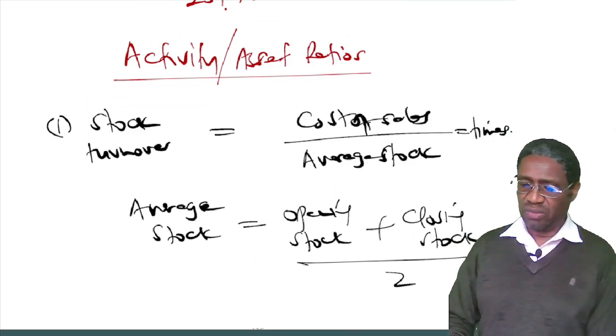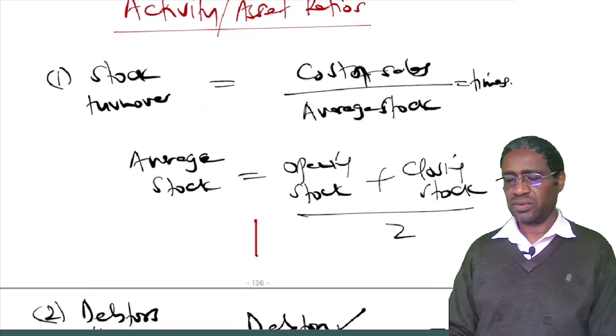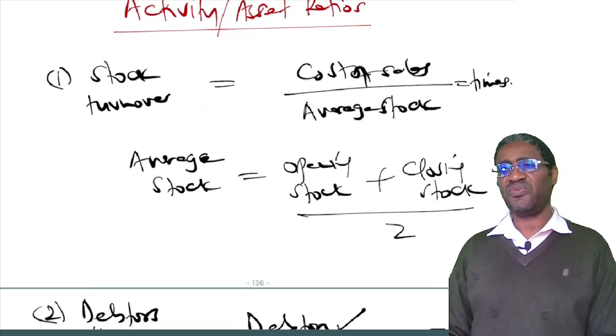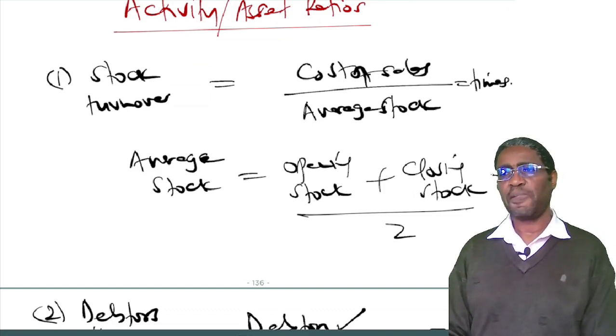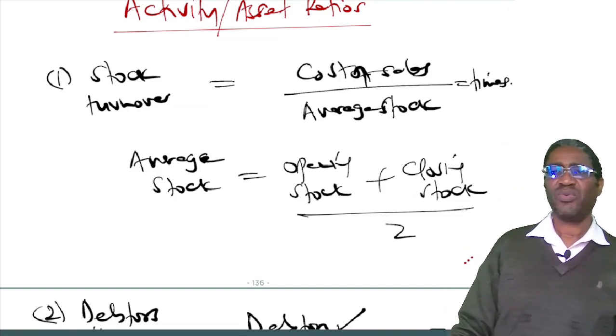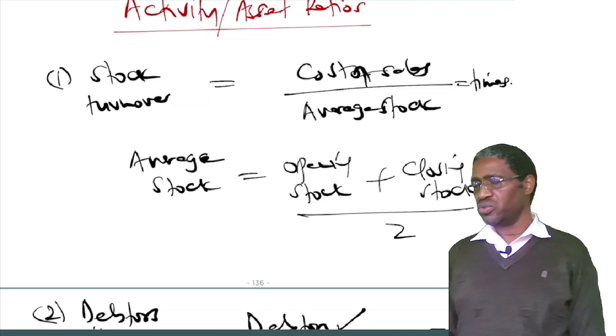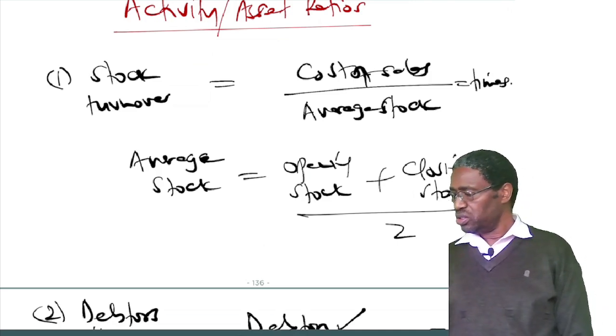Then you can put number 1, stock turnover. You don't need to derive anything there. Just copy the formula. We have said stock turnover is equal to cost of sales divided by average stock.